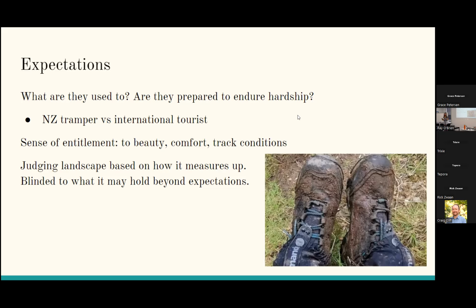And so this really shapes what people go in not just anticipating, but also desiring from their walk. They might expect a certain level of beauty, comfort, and track conditions, and when it doesn't meet those, they might struggle to see beyond that and just think of the landscape as, is it ticking these boxes of allowing me to walk through nicely?